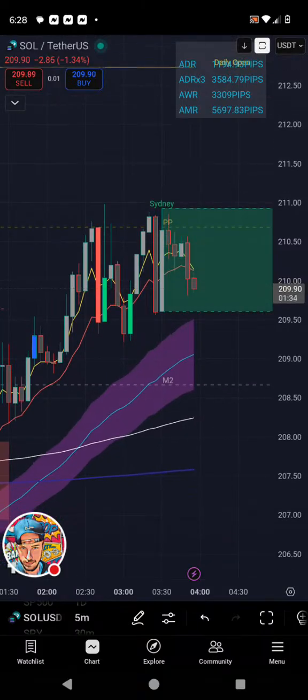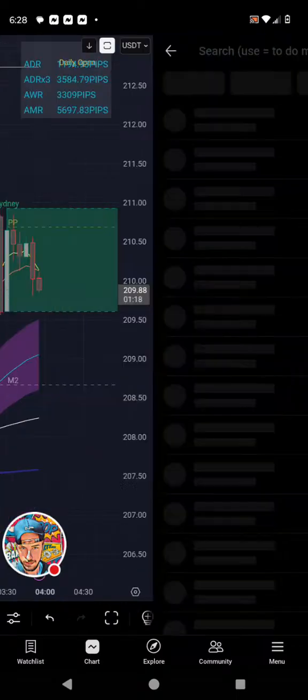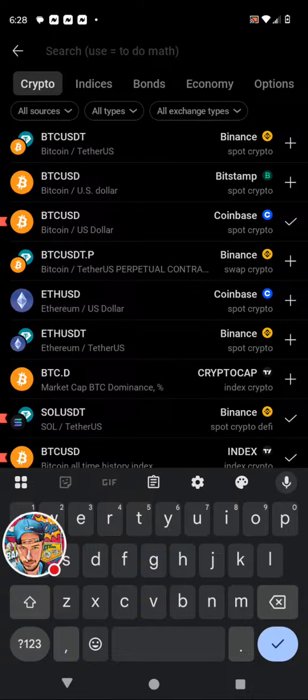But we have the lower moving averages crossing, so we're seeing some downward pressure here. This is where I was thinking about possible shorts. So that's why I'm going to go take a look at BTC.